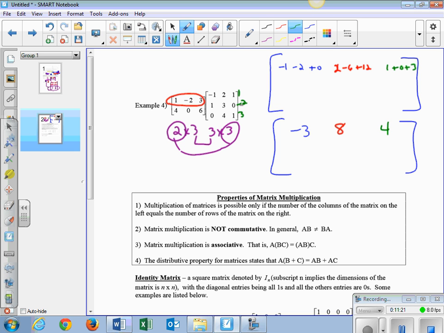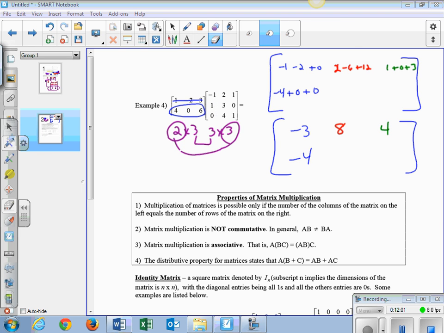Okay, so I am all done with that first row. So I'm going to erase, and actually I'm going to mark out that first row because I'm done with it. Now I'm ready to take the second row and multiply it by each one of those columns in the second matrix. So I'm going to take 4, 0, 6, and those are the numbers I'm going to be adding in here. So 4 times -1 is -4, 0 times 1 is 0, and 6 times 0 is 0. So I just get a -4 for that. Okay, so I'm going to erase, move the 4, 0, 6 down.